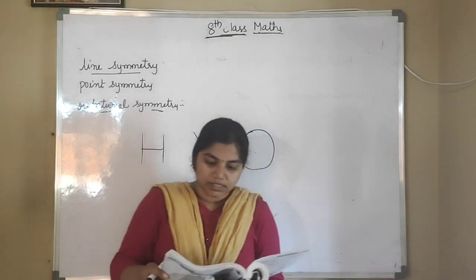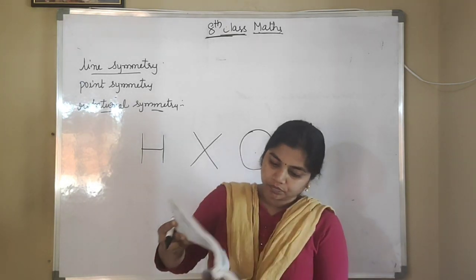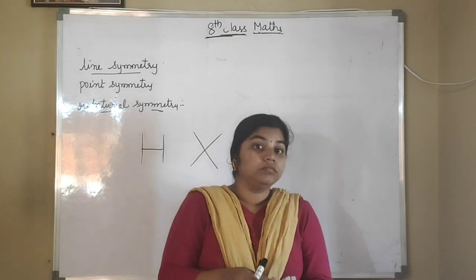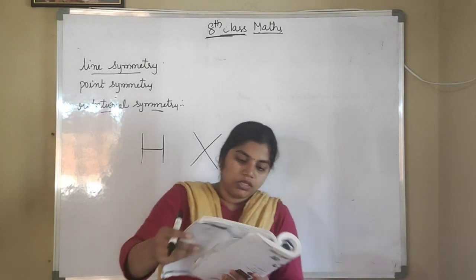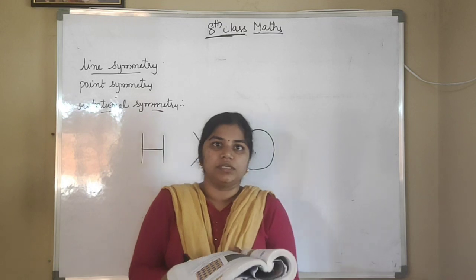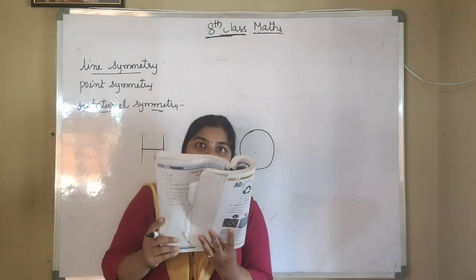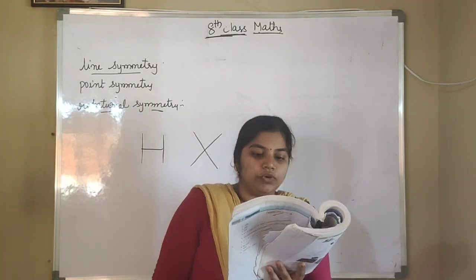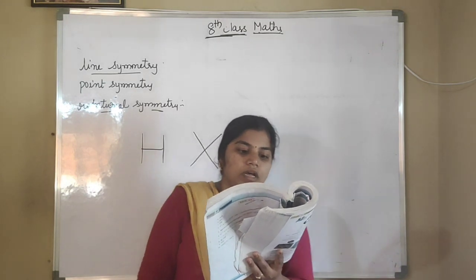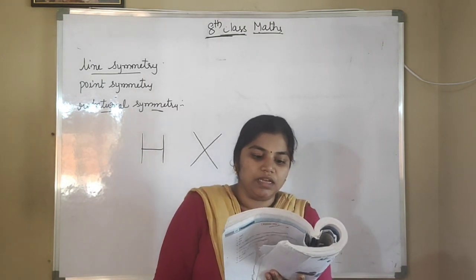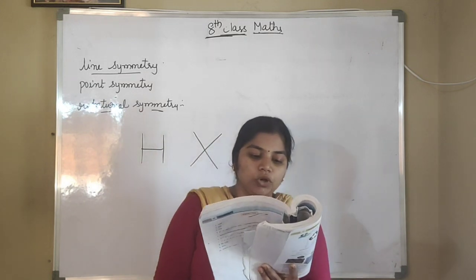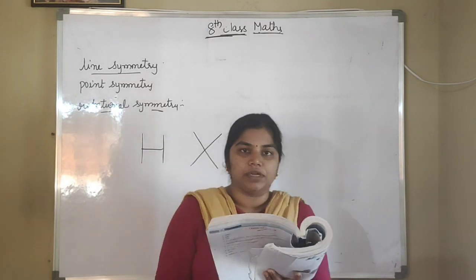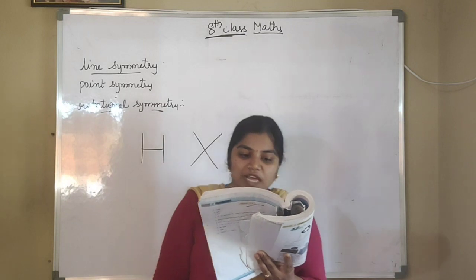Next is exercise 8.2. See here, you can do this by yourself. Cut the bold letters of the English alphabet and paste them in your notebook. Draw the possible number of lines of symmetry for each of the letters. So you have to use the English alphabets here.